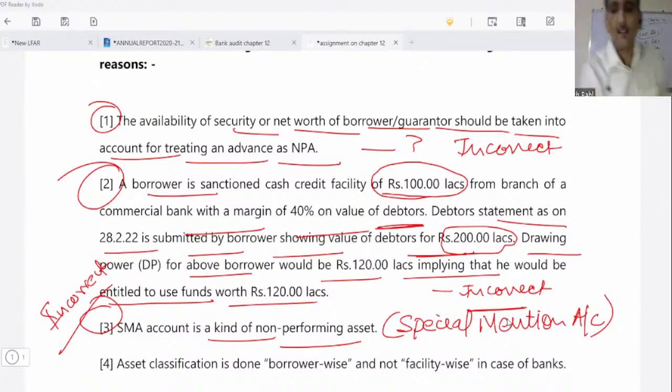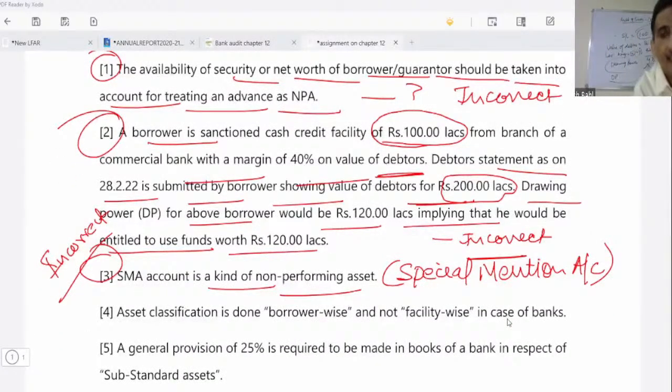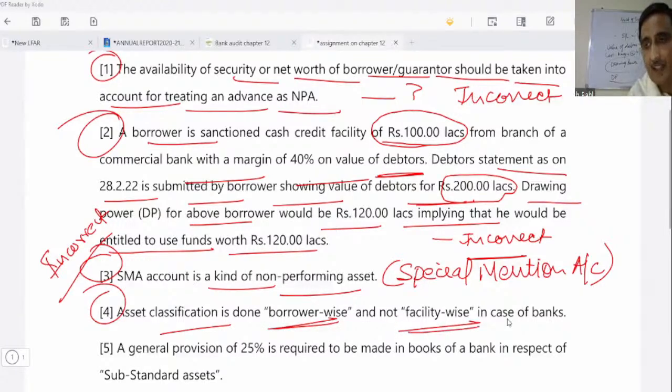So next, number 4 is, now this is also very important and direct. Asset classification is done borrower wise and not facility wise in case of banks. Tell me whether this statement is correct or not correct. Now we have to classify the advances into performing or non-performing, borrower wise or facility wise.